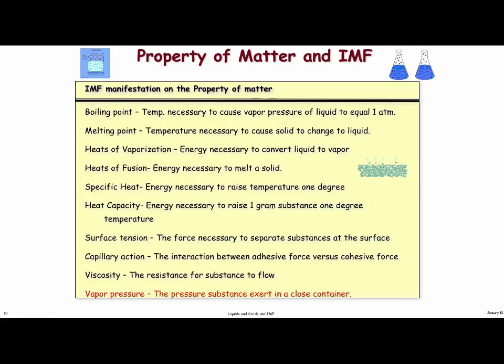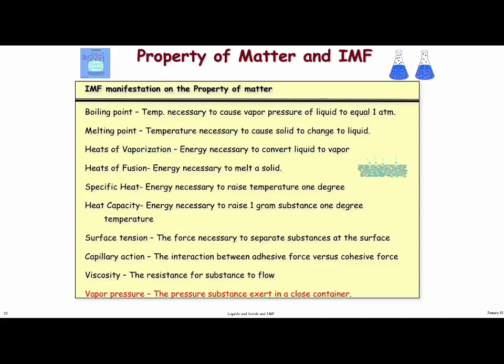Before we move on and look more closely at intermolecular force, we have to figure out how these intermolecular forces manifest themselves in the properties of matter. The properties of matter that we will be discussing are things like the boiling point or the melting point, heats of vaporization, that's how much energy you need to cause matter to vaporize.